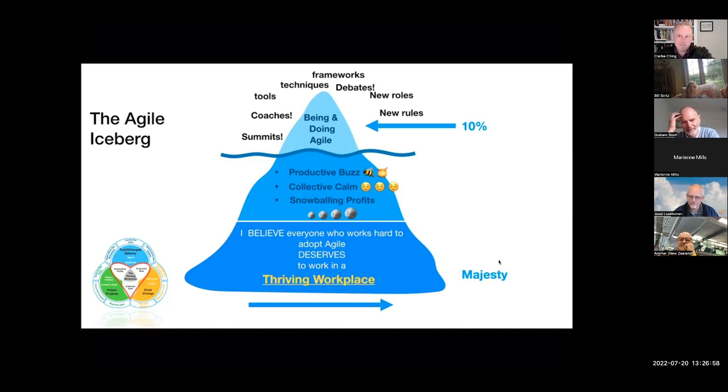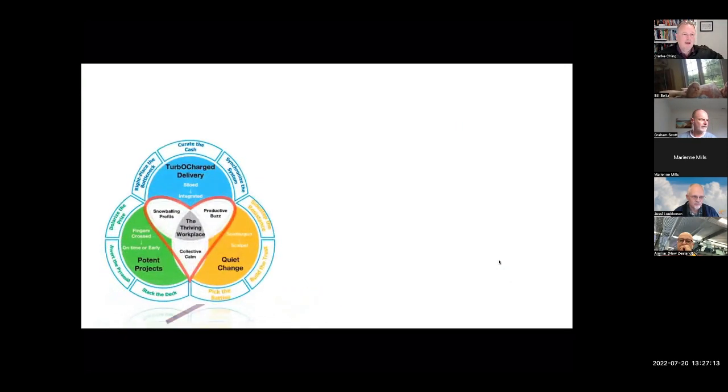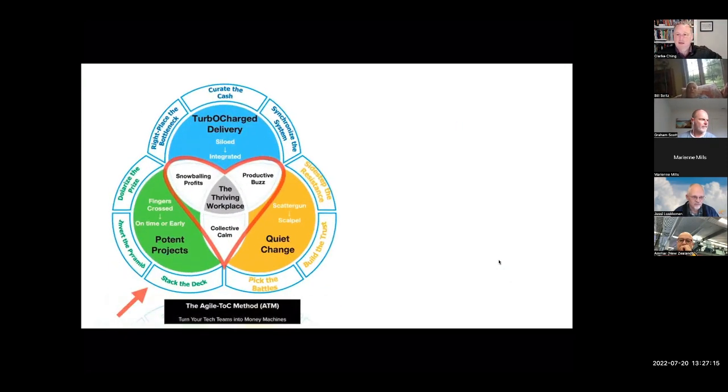So if you take that model there, which has gone from the shallow but really important practical level of doing and being agile to the three outcomes, and then the thriving workplace, which is our overarching goal, we end up with that. And keeping in mind that, yes, it is ATM, but it's not all about making money. That's just one of the outcomes.